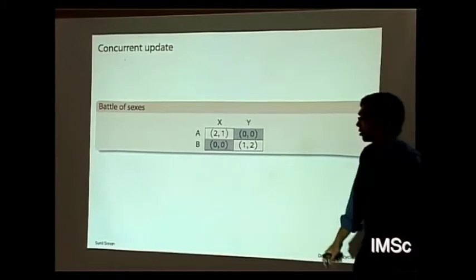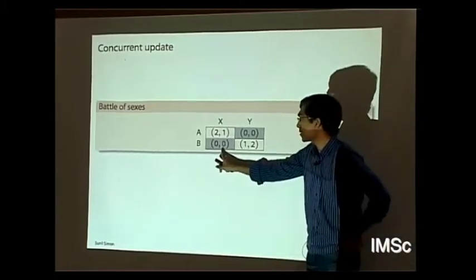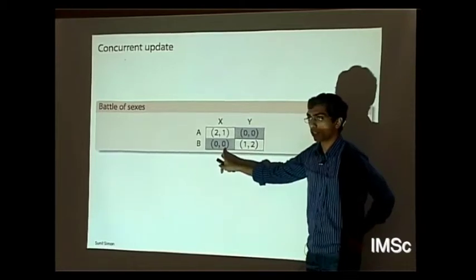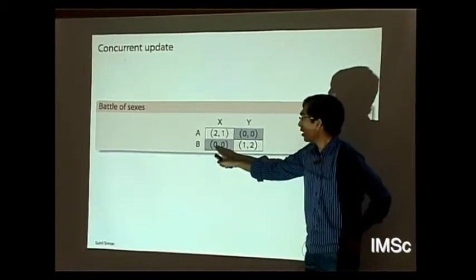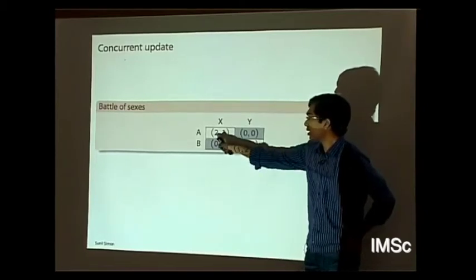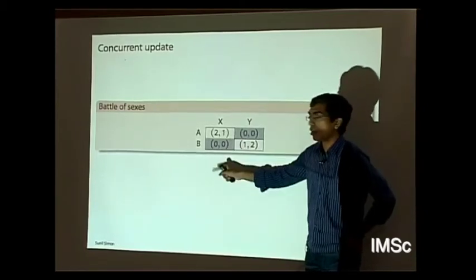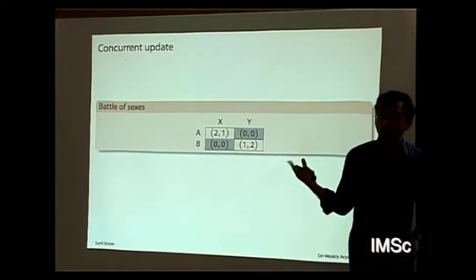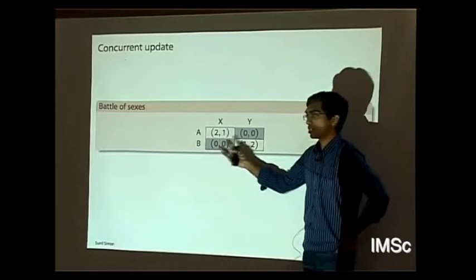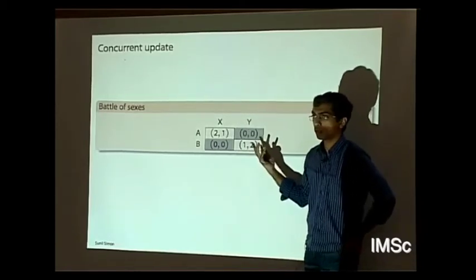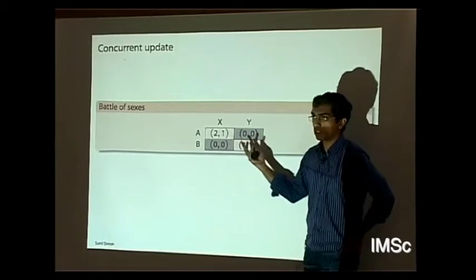Now, if you take a profile something like this, then both players, the row player and the column player, are not happy with this profile, right? If you let the row player update, then he updates here, and it's a Nash equilibrium. If you let the column player update, then he updates here, again a Nash equilibrium. But if you let both players update together, then you reach this profile, which is again not a Nash equilibrium, and they just keep oscillating between these two profiles.